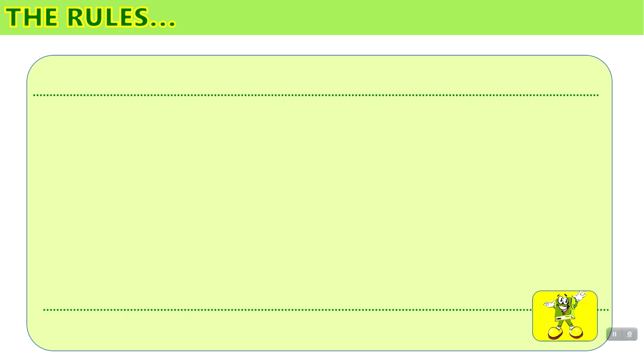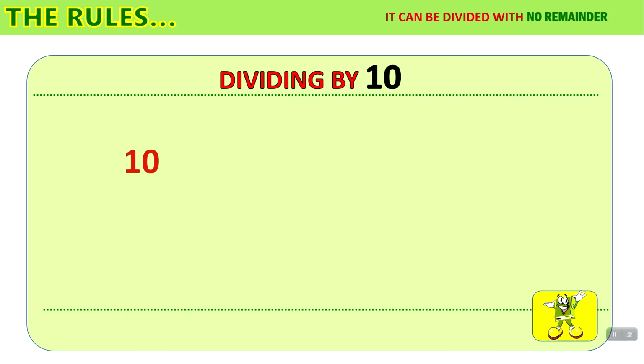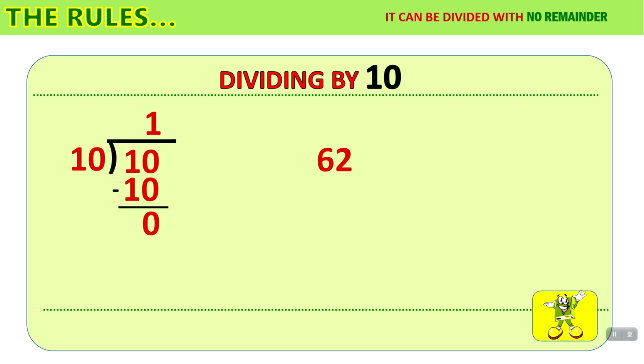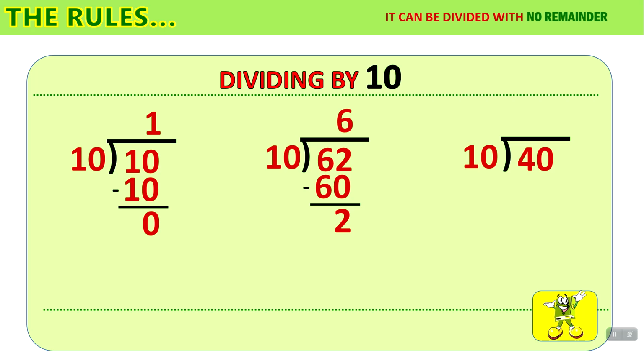Let's look at one more. Dividing by 10. Let's look at the number 10. 10 divided by 10 gives us once. 1 times 10 is 10. When we subtract, we're left with 0. 62 divided by 10. 10 into 62 goes 6 times. 6 times 10 is 60. When we subtract, we're left with 2. 40 divided by 10. 10 into 40 goes 4 times. 4 times 10 is 40. When we subtract, we're left with 0.